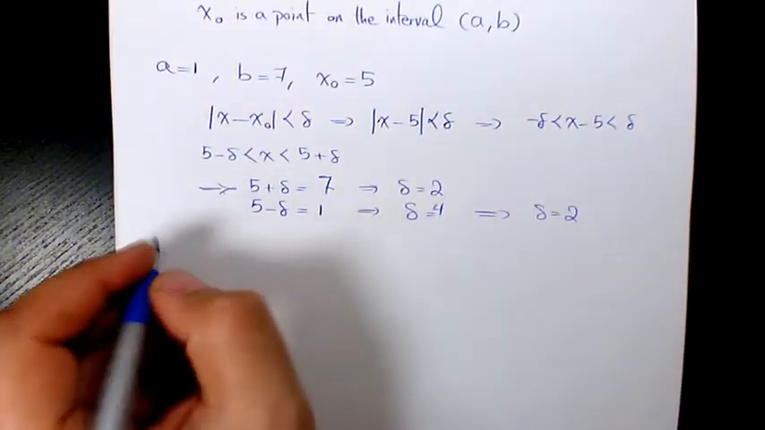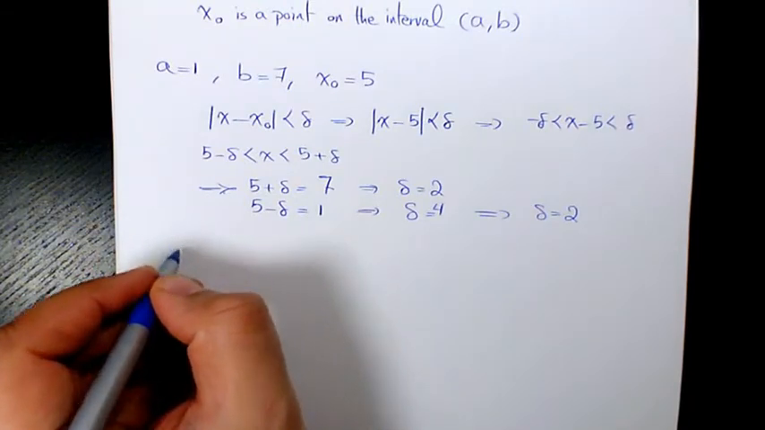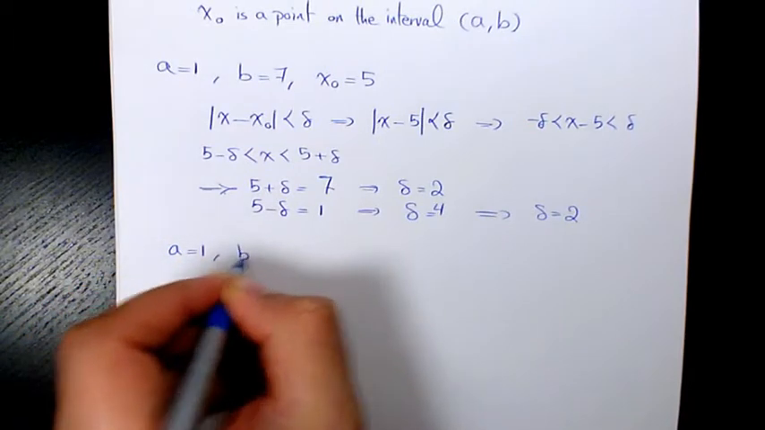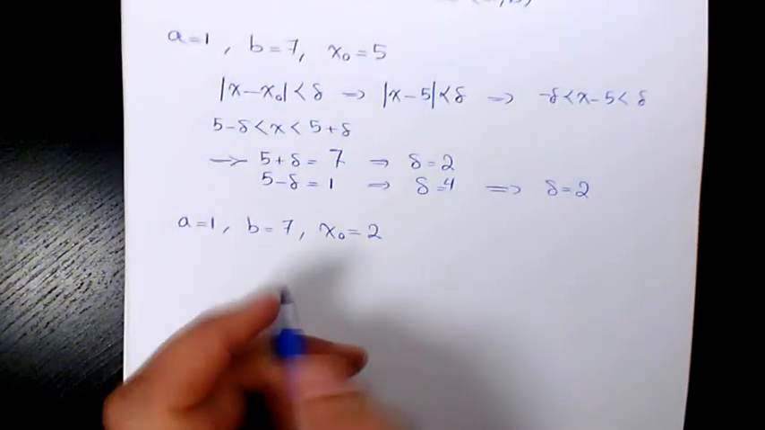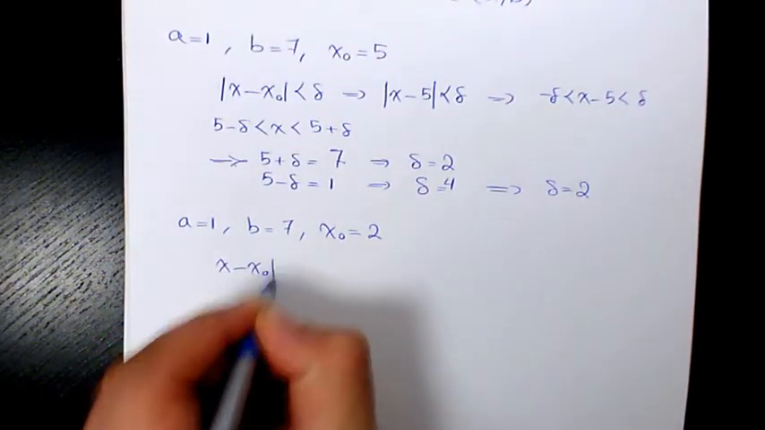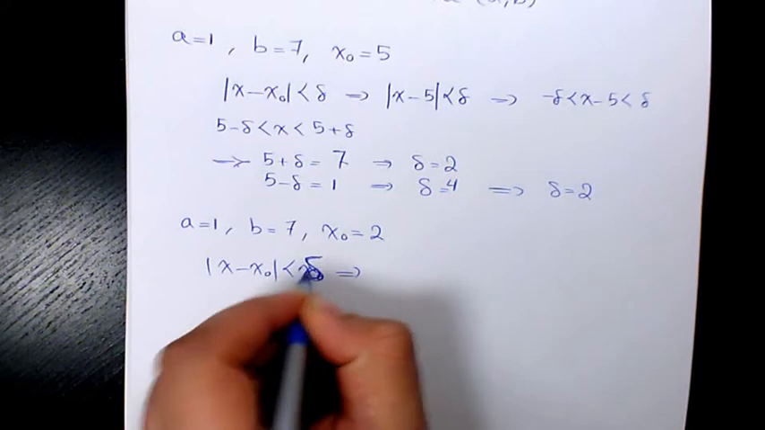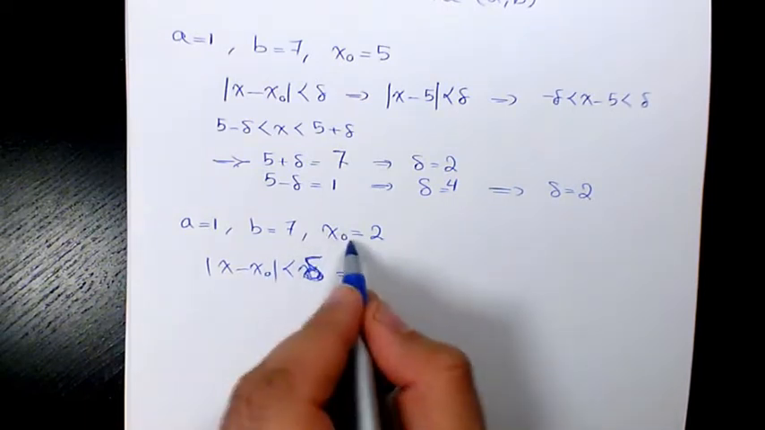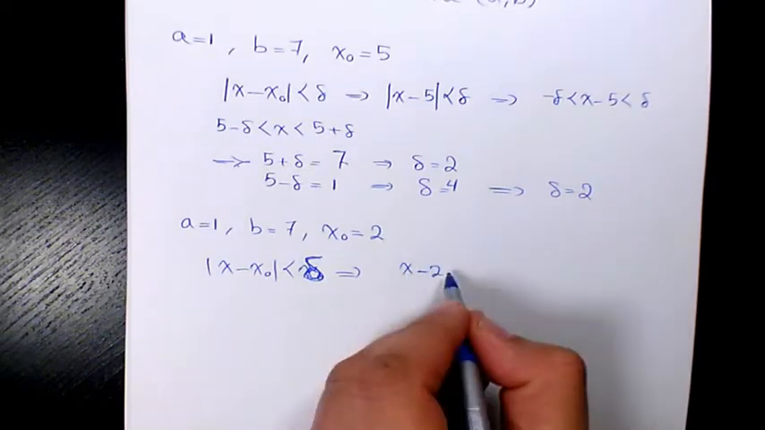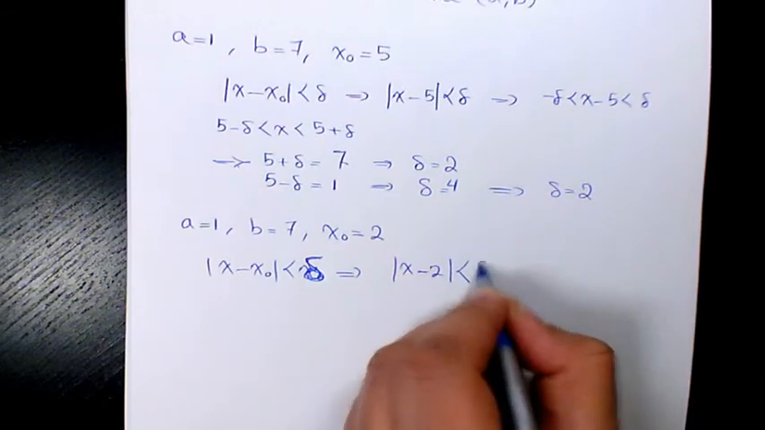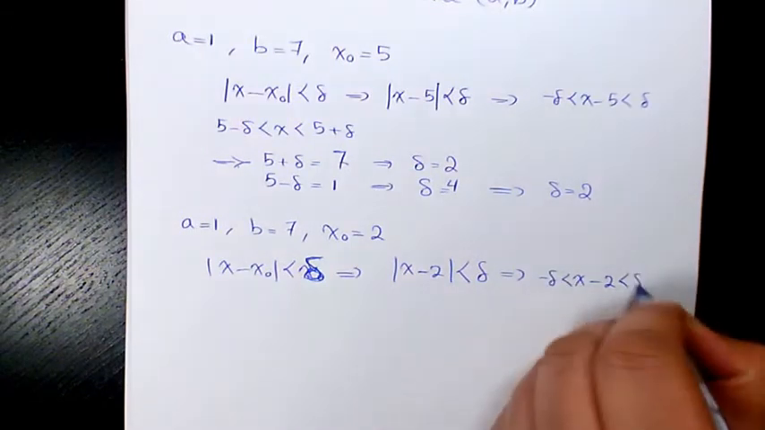Next one is when A is 1, B is 7, and x naught is 2. Now let's find this one. It gives me the absolute value of x minus x naught less than delta. Since x naught is 2, x minus 2 is less than delta. So x minus 2 is between negative delta and positive delta.